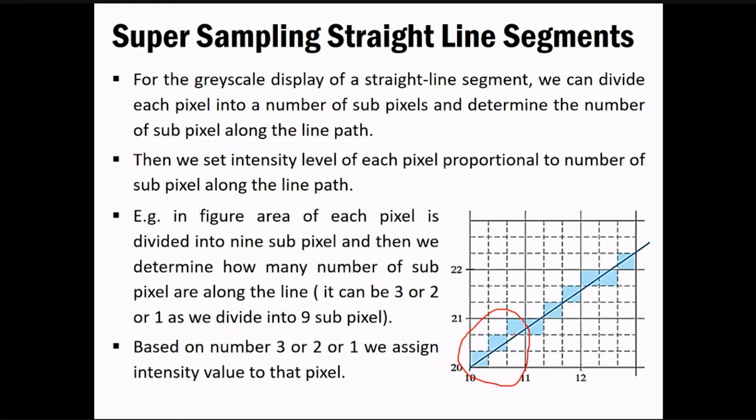you can have more than 3 subpixels so that you can assign some priority, you can assign some intensity value. Okay, but for this particular case we have divided the main pixel into 9 subpixels. So we could have the case where our line can pass through 3 subpixels or 2 subpixels or 1. Consider this case: in this particular pixel there is only 1 subpixel through which your line is passing. So we have 1 subpixel where we would be able to give some intensity value. Based on that you can have multiple things. As it says, based on the number 3 or 2 or 1, we can assign the intensity value to that pixel.